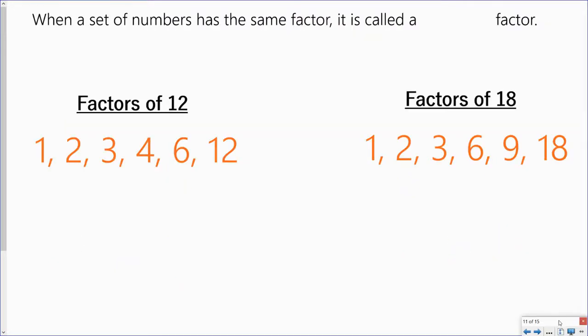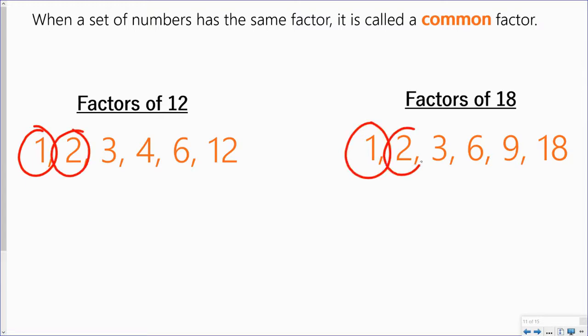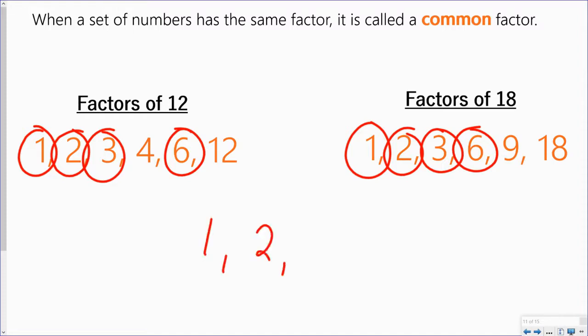When a set of numbers has the same factor, it is called a common factor. So when I look at my two lists of factors for 12 and 18, I see that they both have a 1. I see that they both have a 2. I see they both have 3. And I see that they both have 6. So common factors for 12 and 18 are 1, 2, 3, and 6. That means those numbers go into both 12 and 18.